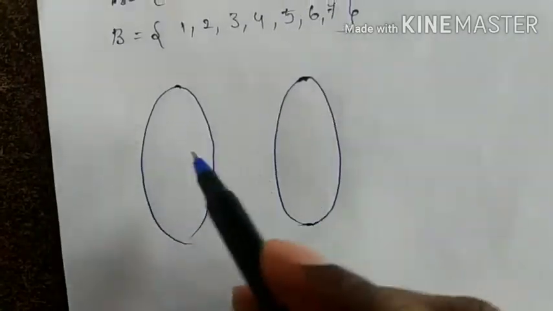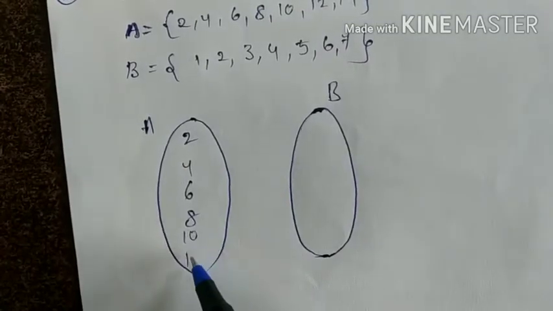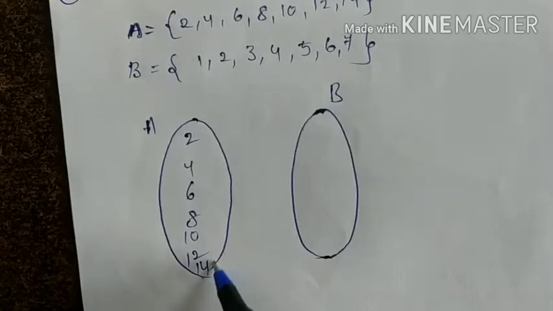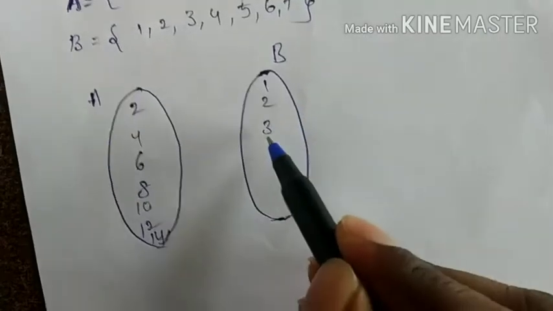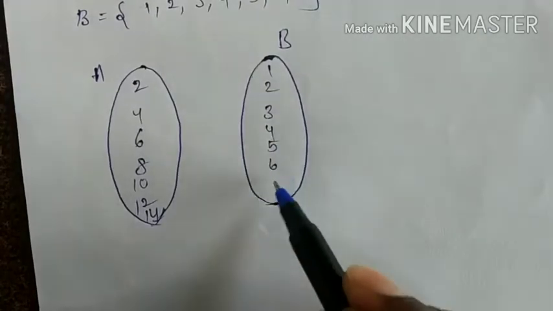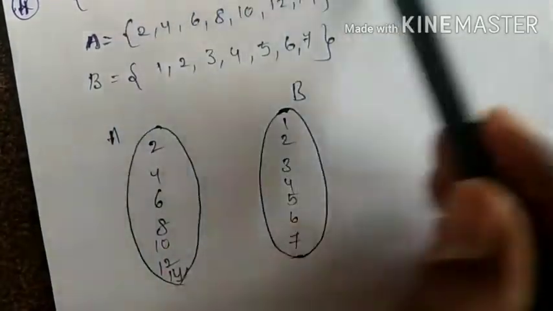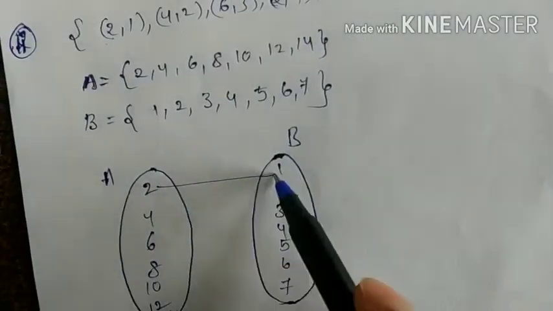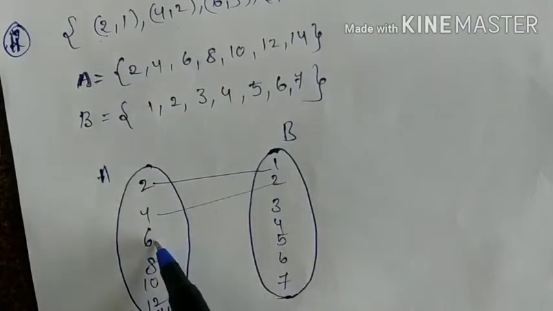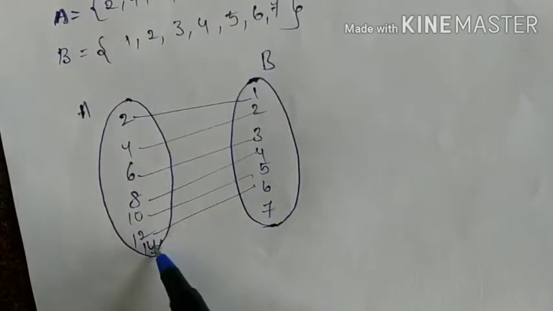1c. So here it is A, and here it is B. Here are 2, 4, 6, 8, 10, 12 and 14, the elements in set A, and set B has 1, 2, 3, 4, 5, 6 and 7. According to these ordered pairs, you can map the values: 2 is mapped with 1, 4 with 2, 6 with 3, 8 with 4, 10 with 5, 12 with 6, 14 with 7.